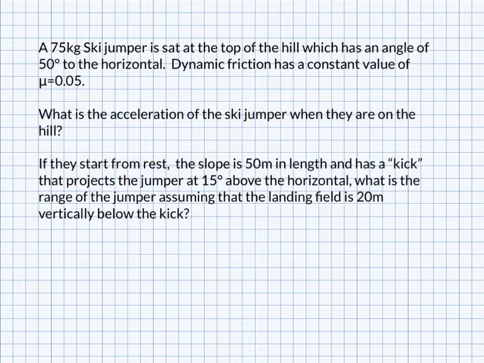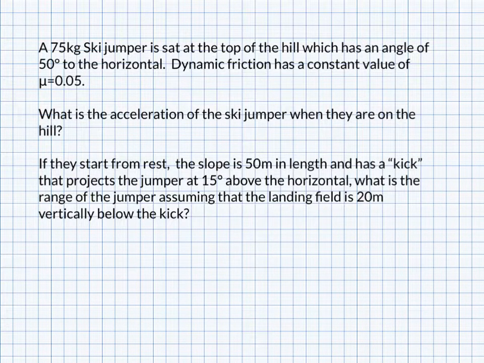And so we come to our trickiest problem of this set. This is actually a problem that's really in three parts. We've got a 75 kilogram ski jumper that's set at the top of a hill, and the hill is at 50 degrees to the horizontal. We've got friction here, a very low value of 0.05, and the ski jumper is clearly going to go down the hill and accelerate, so we've got to find that acceleration.